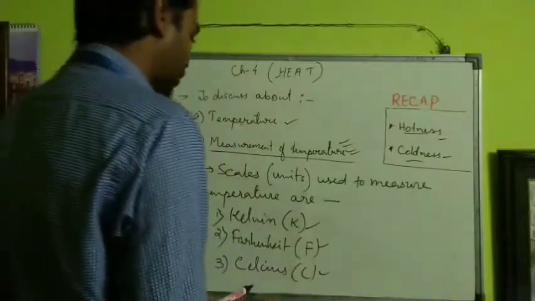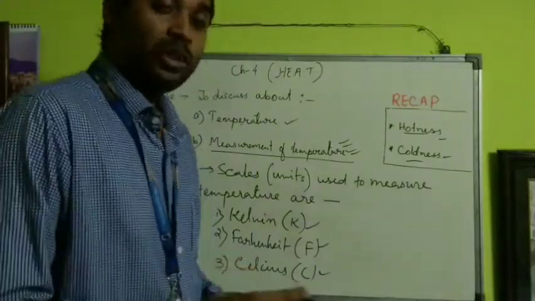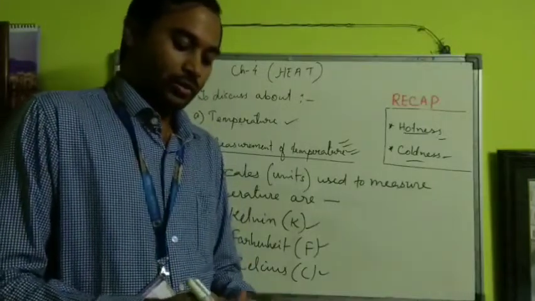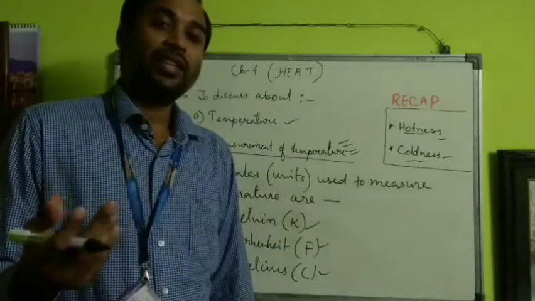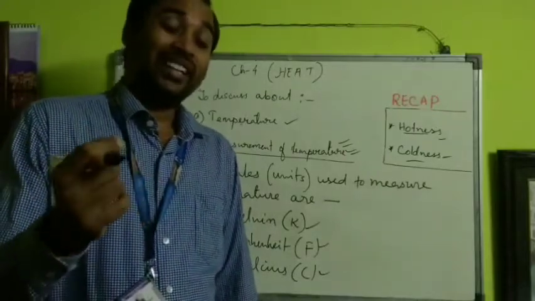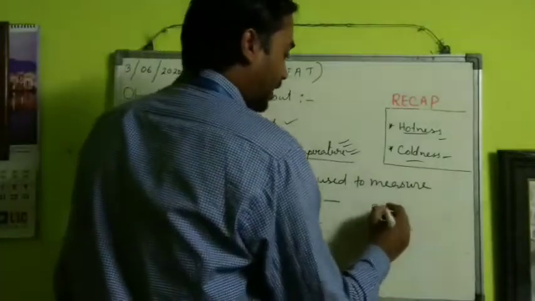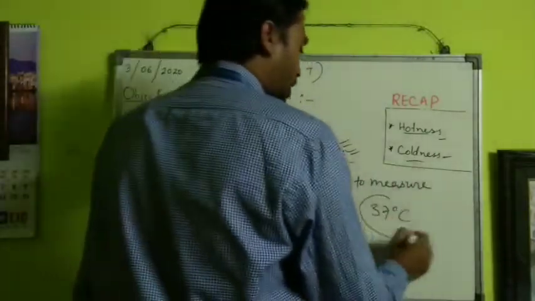Let us write down. Now before that, let me ask you, what is the normal body temperature of a human being? You must have heard people saying the normal body temperature is 37 degree. Now after 37 degree, what is the unit that we use? Whether we use C, F or Kelvin, how can we say? So this 37 degree Celsius is the normal body temperature of a human being.